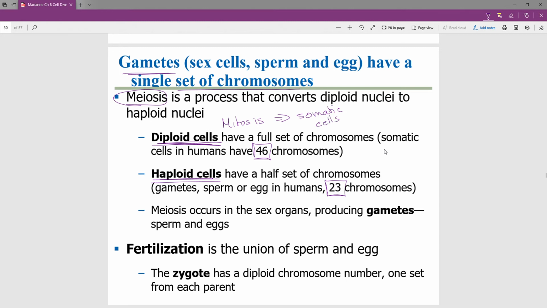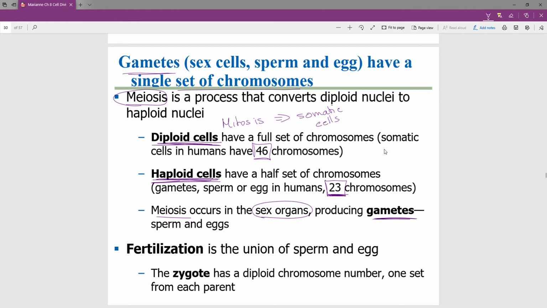And in those somatic cells, you have autosomal chromosomes and sex chromosomes. And then in haploid cells, you still have autosomes and a sex chromosome, but you only have half. You don't have pairs here. You don't have homologous chromosomes. And so meiosis is happening in the sex organs, in the testes and the ovaries, and it makes the gametes, the sperm and the egg.